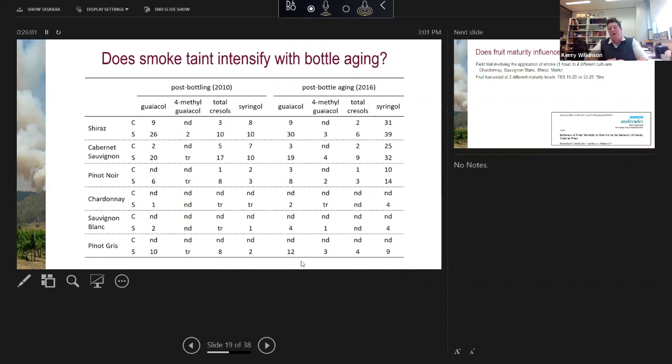So you could kind of argue that yes, smoke taint, from a sensory point of view, does intensify with time in some wines, but it's not as a consequence of the breakdown of these glycoconjugates and the release of significant concentrations of volatile phenols.